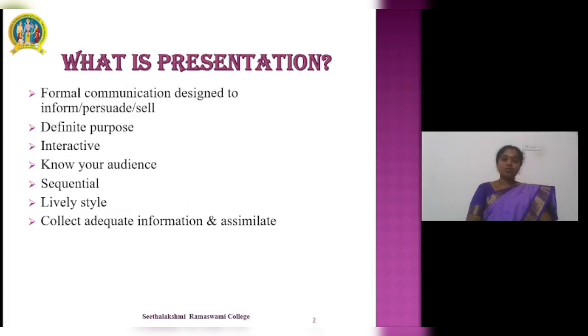The style to be adopted in your presentation has to be lively. And yes, you have to collect sufficient information and assimilate. So these are some of the tips to make a good presentation.